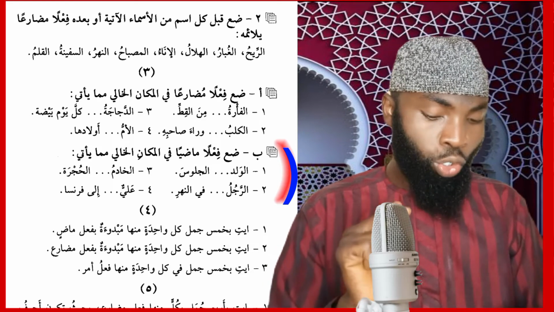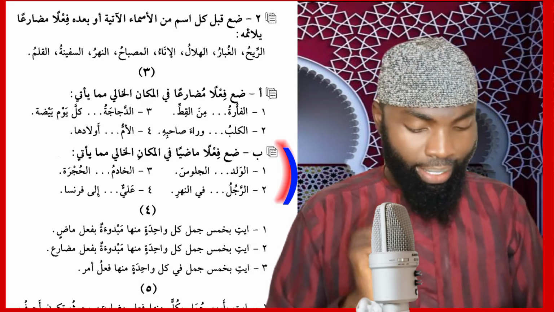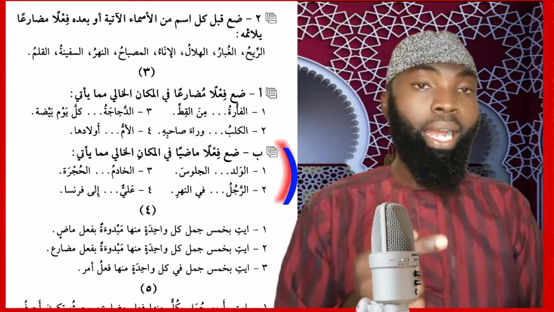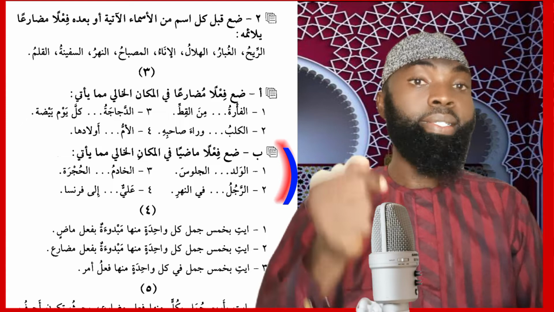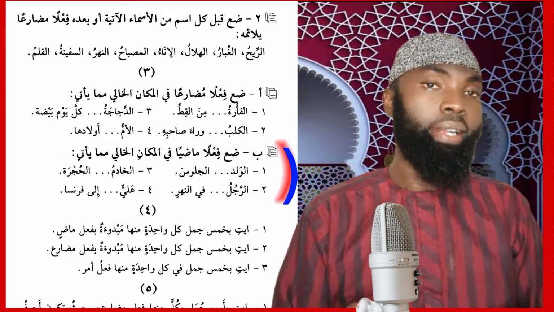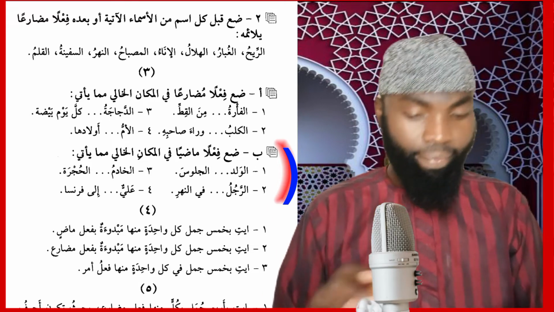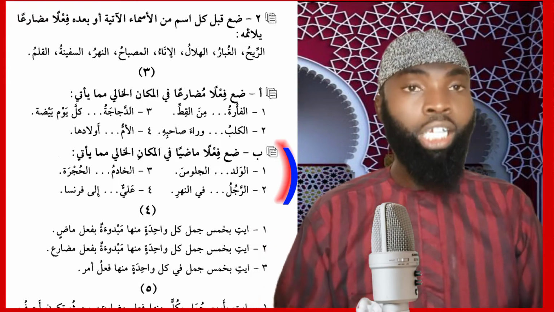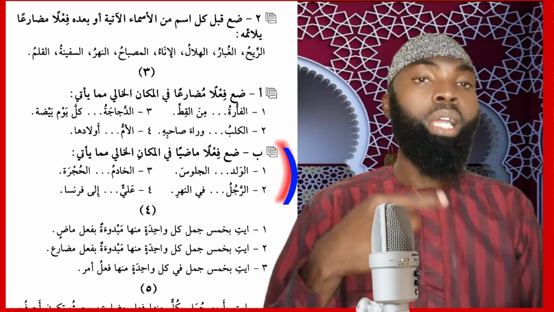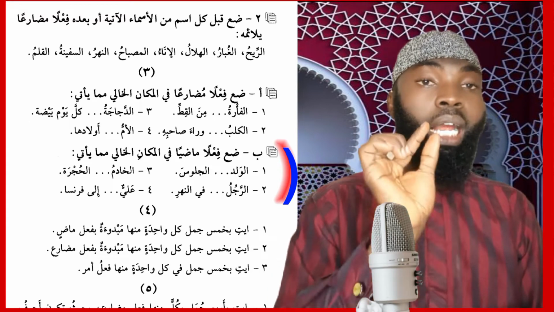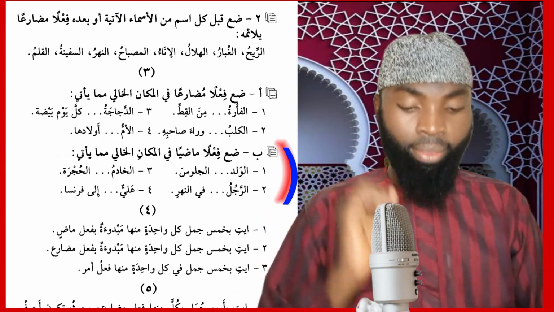Number 2, we have ar-rajulu, blank, fin nahri. We can say ar-rajulu saqata fin nahri. The man fell in the river. We also have number 3, al-khadimu, blank, al-hujra. We can say al-khadimu rattab al-hujra. The maid or the houseboy arranged the room.